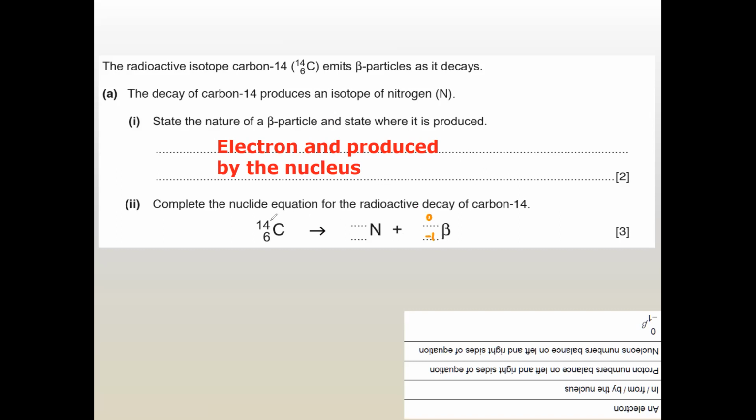The nucleon number is 14 for carbon. So when beta emission is there, there is no change in nucleon number. If it is 14, it will remain 14. But what happened to the atomic number? It increases by 1. So 6 plus 1, it will turn out to be 7. So the nucleon number does not change, whereas the atomic number increases by 1.